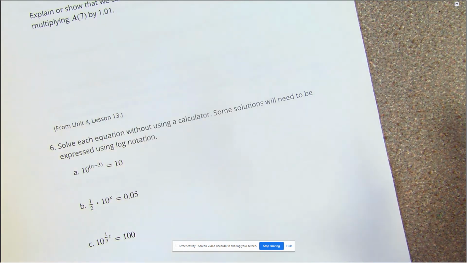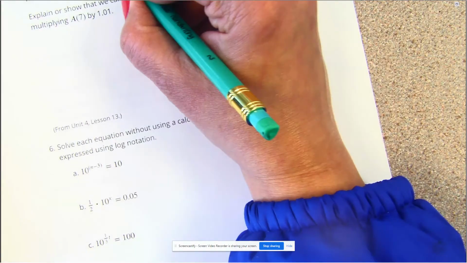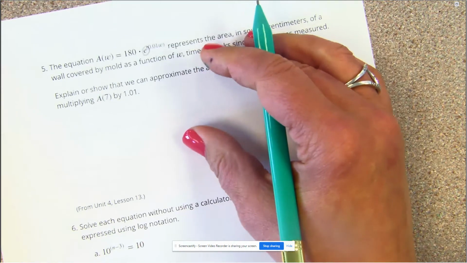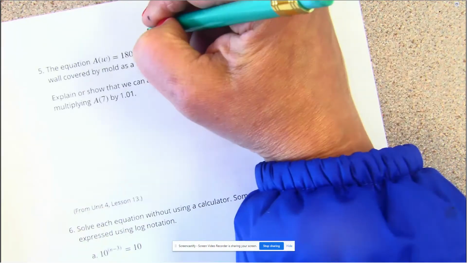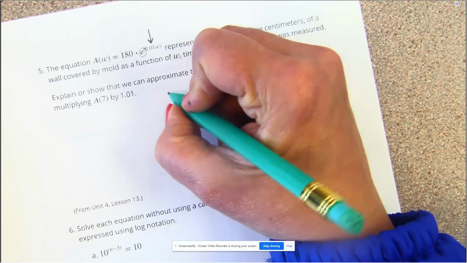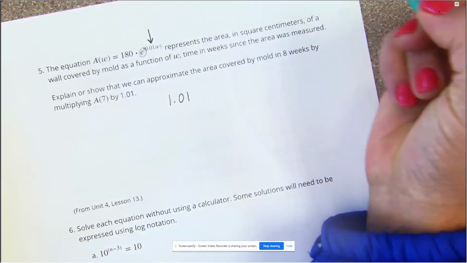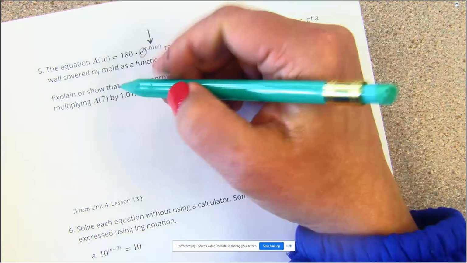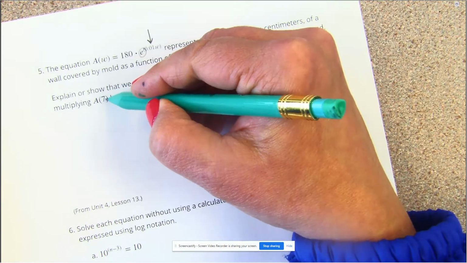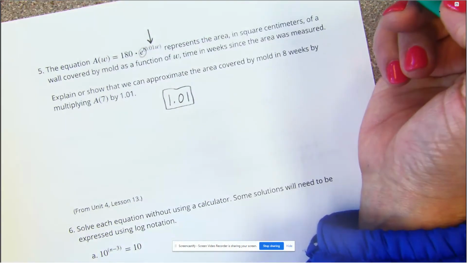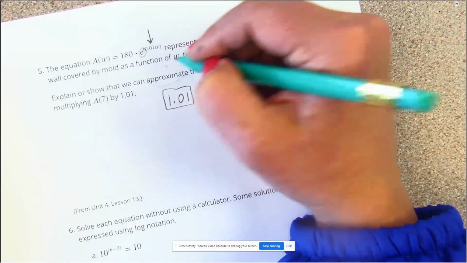So even though this is written with E because it's continual growth, right? I can tell that the growth rate is 1%, right? So that means that 1% is 1.01 as I move from one week to the next. So if I have the answer to the 7th week, I should be able to just multiply by this to get the 8th week. And it'll be approximate. So let's just see.